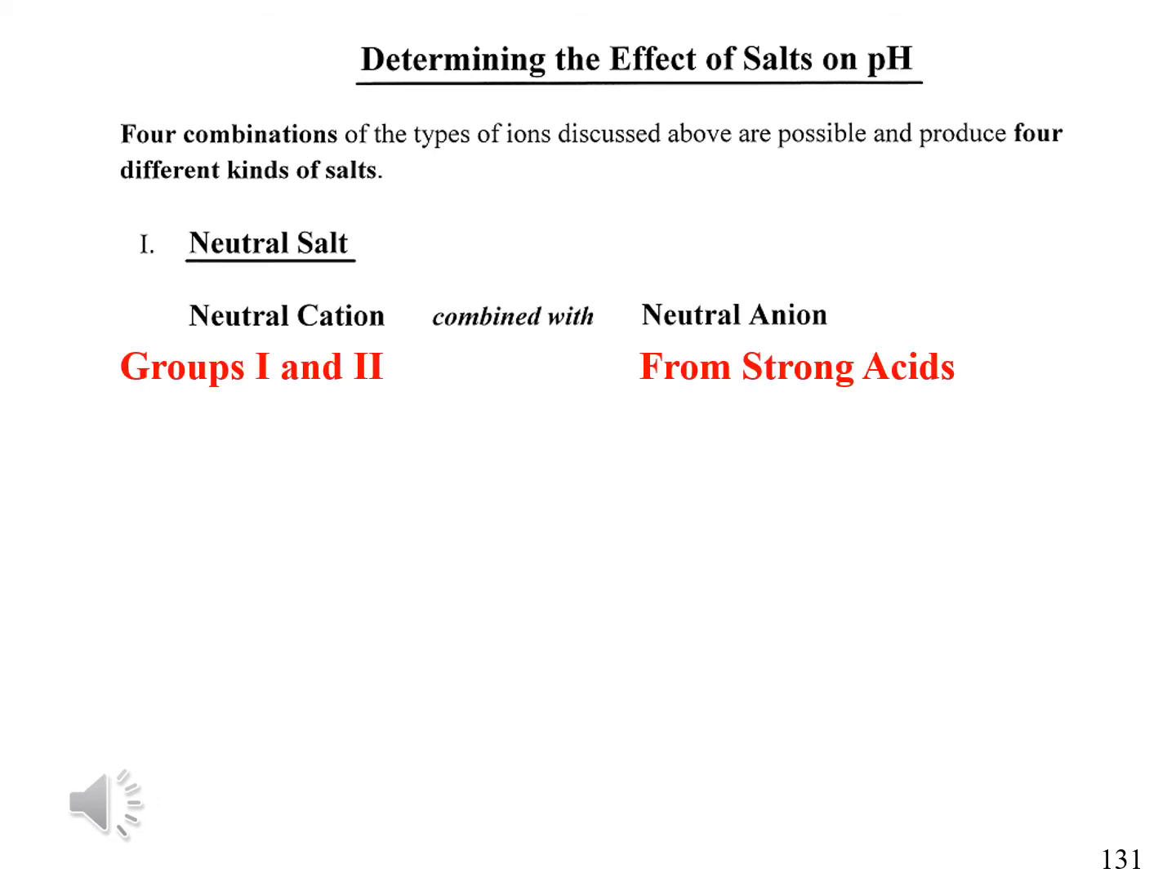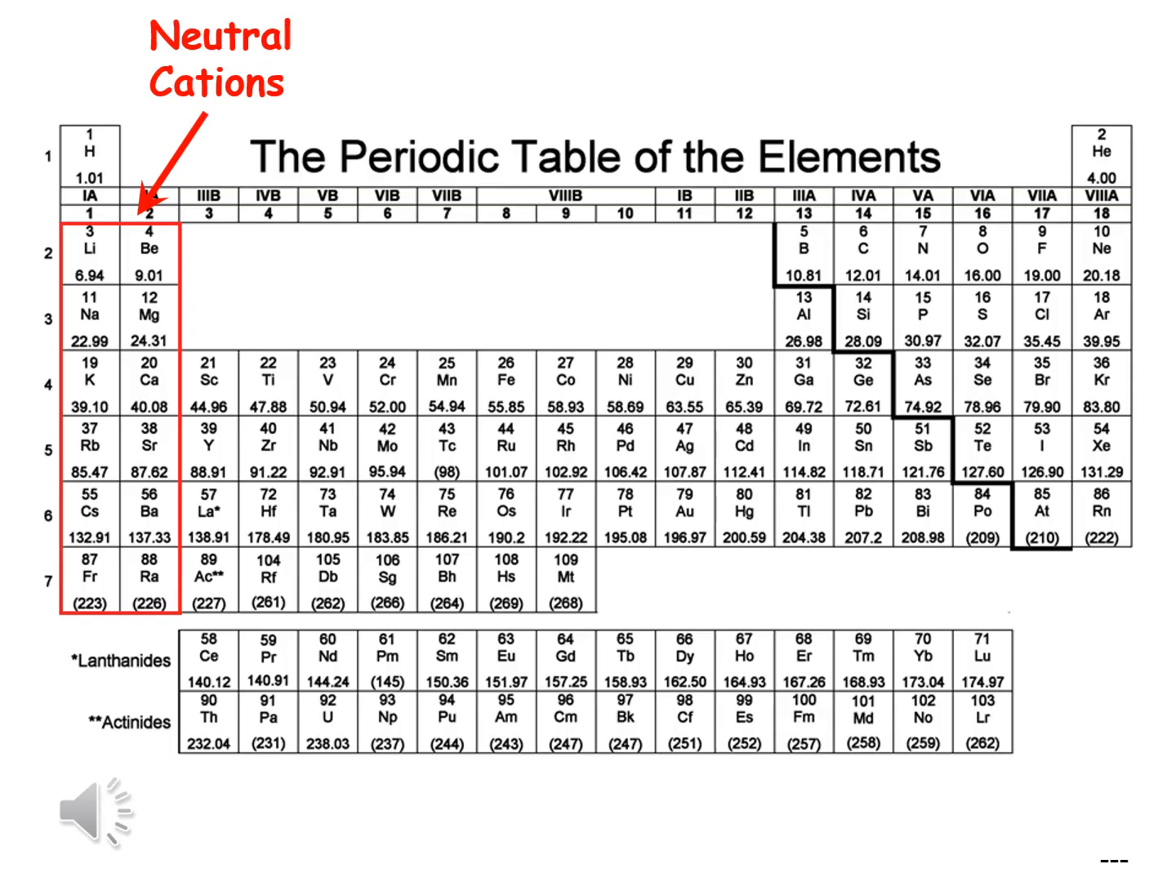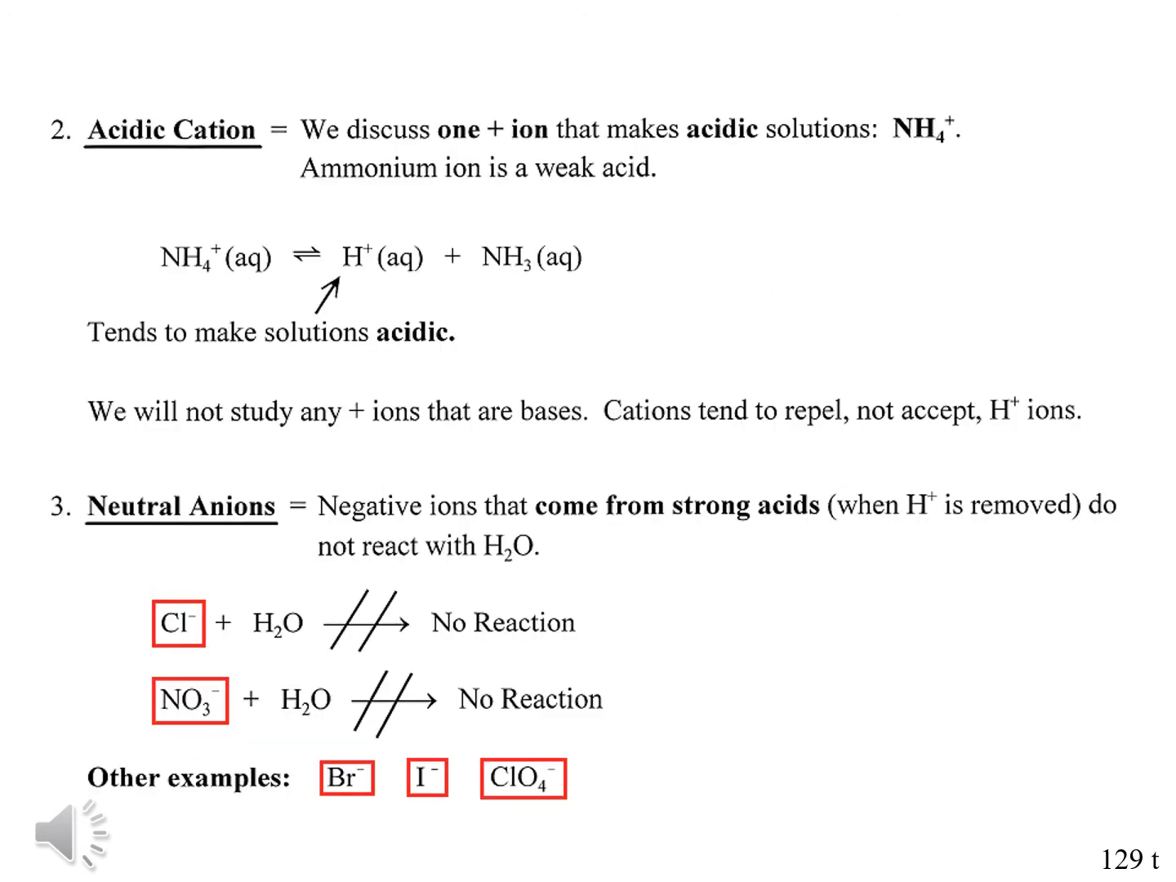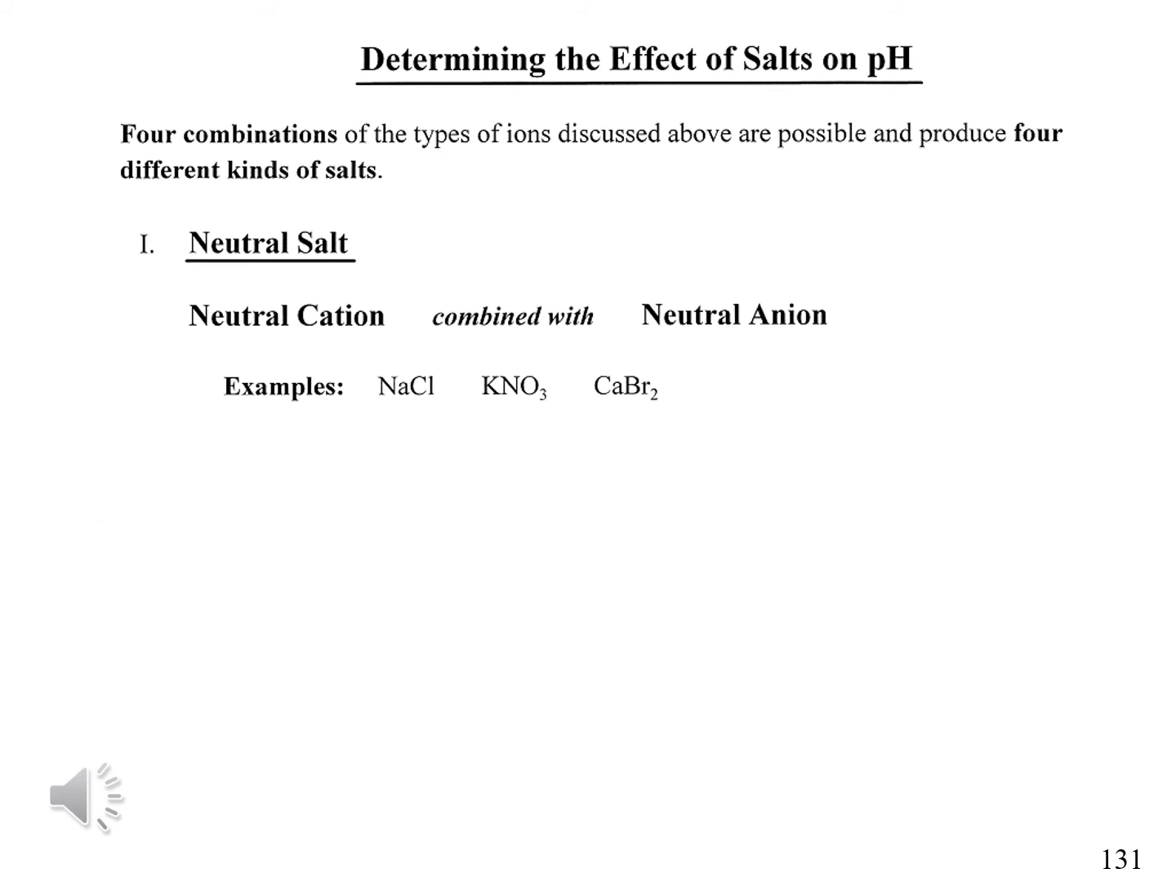As we said, the neutral cations are the ones that come from groups 1 and 2 in the periodic table, and the neutral anions come from strong acids. So the neutral cations are here in group 1 and 2, and the neutral anions are at the bottom of the page in boxes. They come from strong acids. So when you put two of these ions together, you get a salt that cannot change the pH.